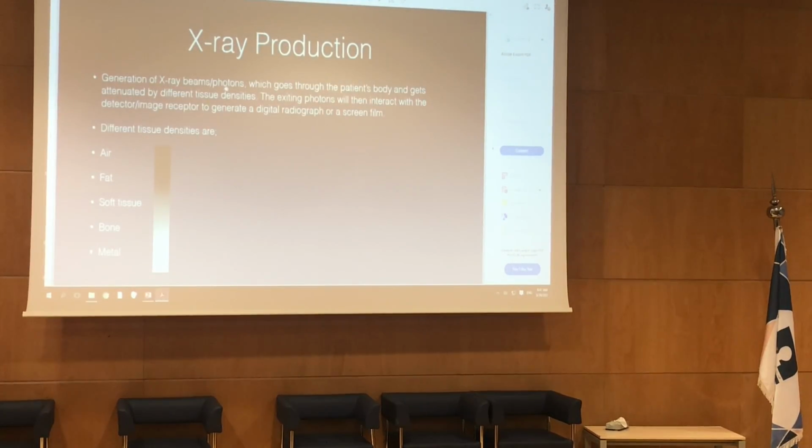Okay, so we talked about the X-ray production, so that you would know the different shades of gray. The air is the least opaque and the most lucent, and the metal and bone are the most opaque and the least lucent, okay? And then the soft tissue is in the middle, the most gray in the middle, okay?